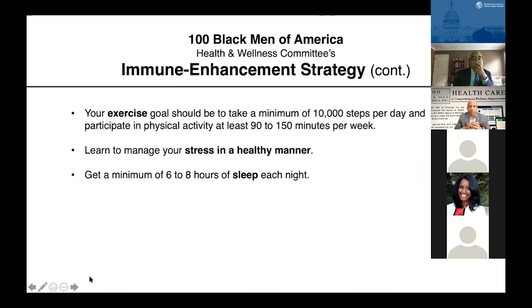And then to continue on to that strategy, the exercise can be broken down into steps. We're about to launch a national fitness campaign in January where we're going to have Apple involved, and we're going to get the members involved to participate to make it fun. But we're really advocating 90 to 150 minutes per week and learn how to reduce your stress in a healthy way. And obviously get 6 to 8 hours of sleep per day.